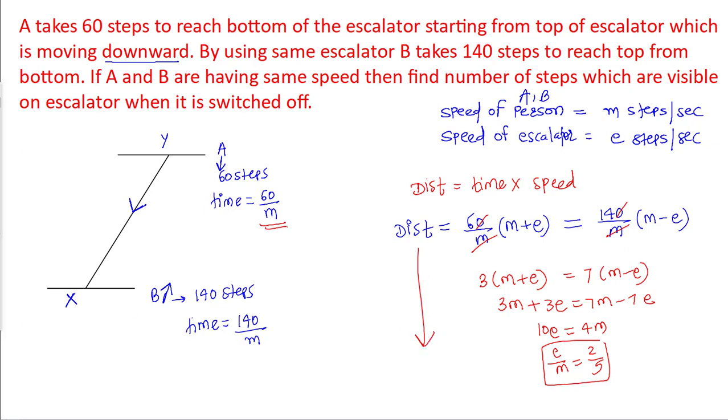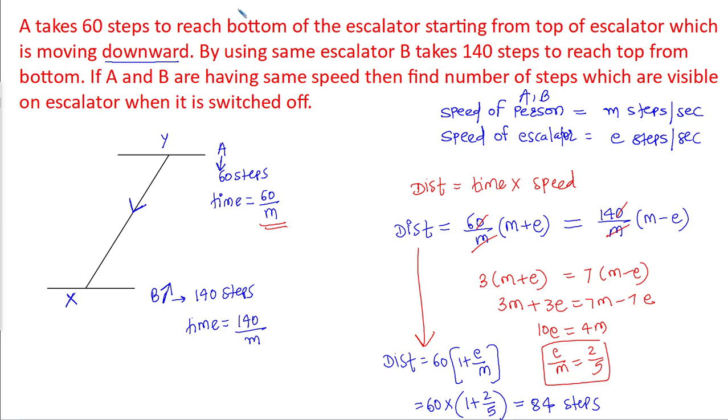So what I'm going to do is over here I am going to now look at distance, which is equal to 60 into 1 plus e by m. Okay everyone, 1 plus e by m, that is equal to 60 into 1 plus 2 by 5, which is 7 by 5. That is equal to 12 7s are 84. So 84 steps are visible to us. This is how we can solve this question.